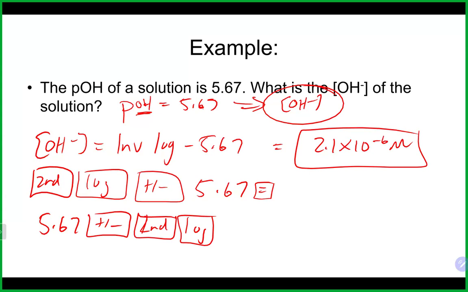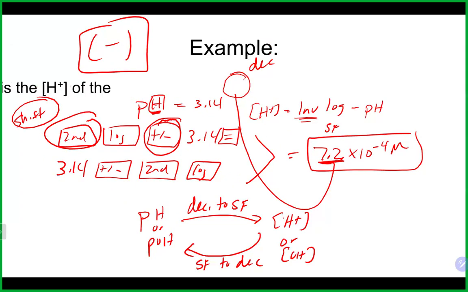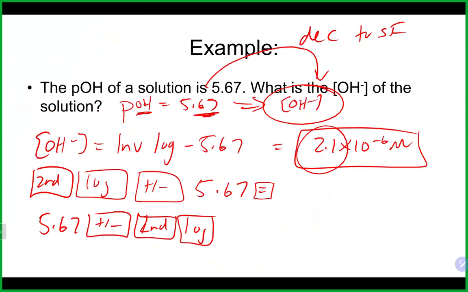Any questions on that? By the way, here we were going from pOH, which is decimal places, to concentration, which is sig figs. So 2 decimal places, 2 significant figures going backwards. So that's it. Questions on those there? All right, continue on. First off, though, any questions on these calculations?